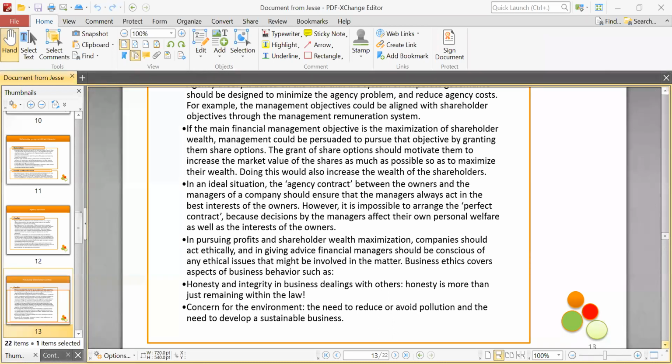In the pursuit of profits and shareholder wealth maximization, companies should act ethically. So this is where ethics come in. When you are pursuing shareholder wealth, you should act ethically. You should deal with your clients with honesty and integrity. Everything should be done with integrity. That's very, very important.